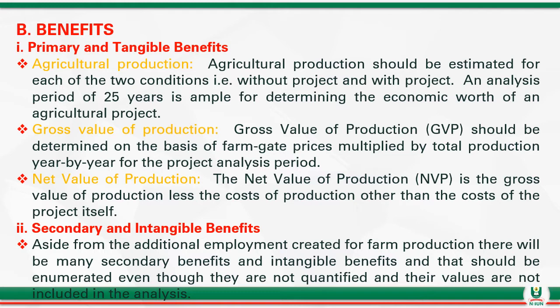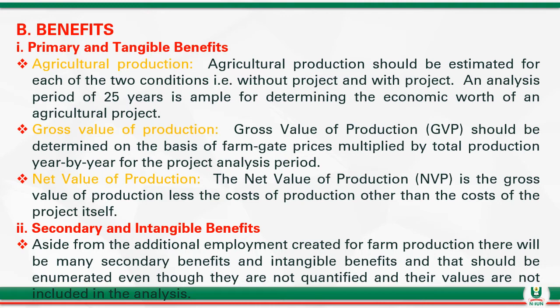So let us also consider the benefits, the difference of the benefits: primary and tangible benefits. Agricultural production should be estimated for each of the two conditions, that is, without project and with project. So we look at them. Then an analysis period of 25 years is ample for determining the economic worth of an agricultural project and its benefits. Then gross value of production. Gross value of production (GVP) should be determined on the basis of farm gate prices multiplied by total production, year by year, for the project analysis period.